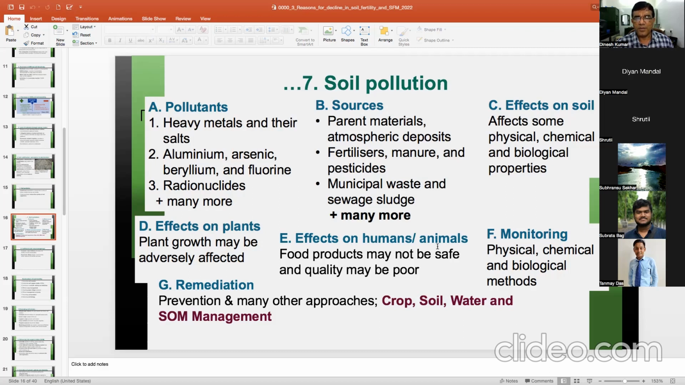Effect on humans and animals. Food products may not be safe. Heavy metals, if they are in the soil, may be taken up by the plant, so they may reach the food chain and can affect human health adversely.